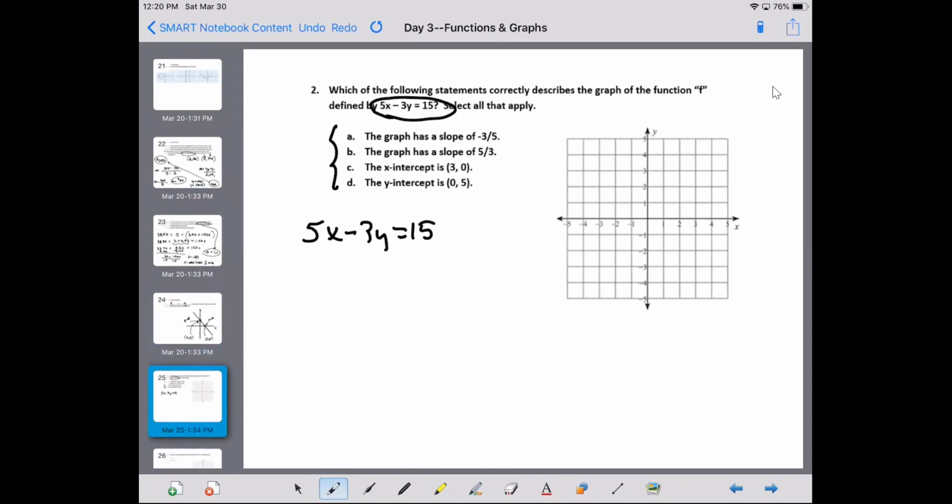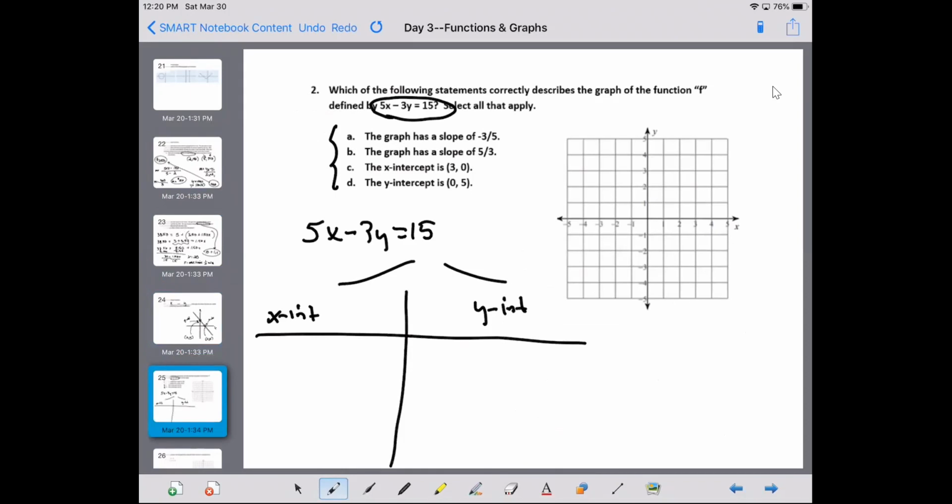So what we're going to do is do an x-intercept method and a y-intercept method. What I mean by method is that we're just going to solve and figure out the intercepts. So if I want to find the x-intercept, I actually want to find out what x is, so I'm going to substitute y for 0. So this goes to 0. I'm left with 5x is equal to 15, so I know x is 3. So 3 comma 0 is your x-intercept.